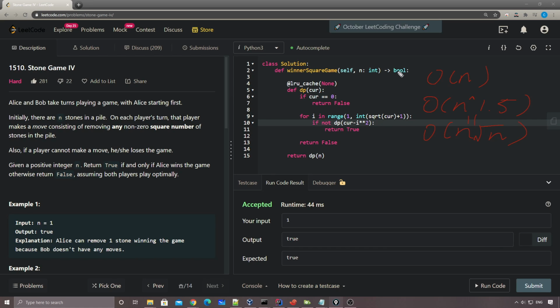And space complexity is O of n. That's the number of the dp cost. Okay, so that's that. It's pretty straightforward, right?